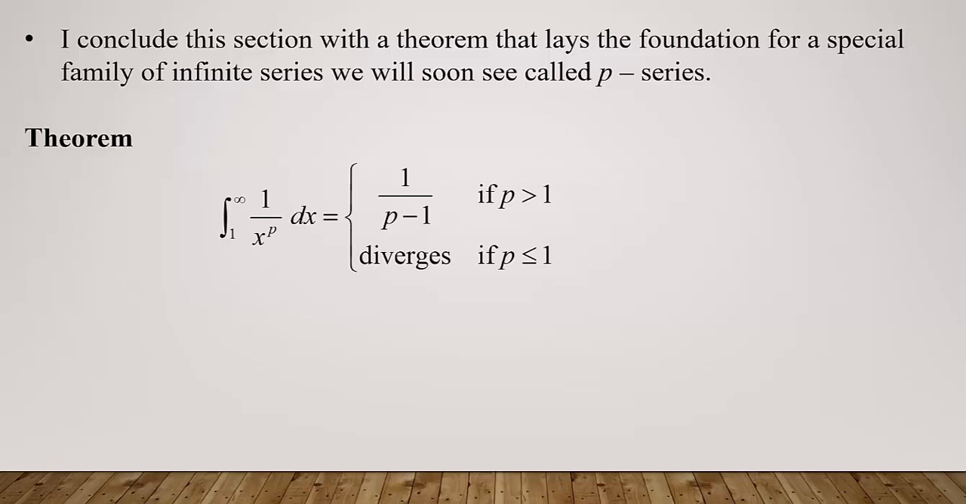The integral from 1 to infinity of 1 over x to the p dx, that improper integral is equal to 1 over p minus 1 if p is greater than 1. And that improper integral diverges if p is less than or equal to 1. So if that exponent, p, is greater than 1, the improper integral converges, and we know its value is going to be 1 over p minus 1.